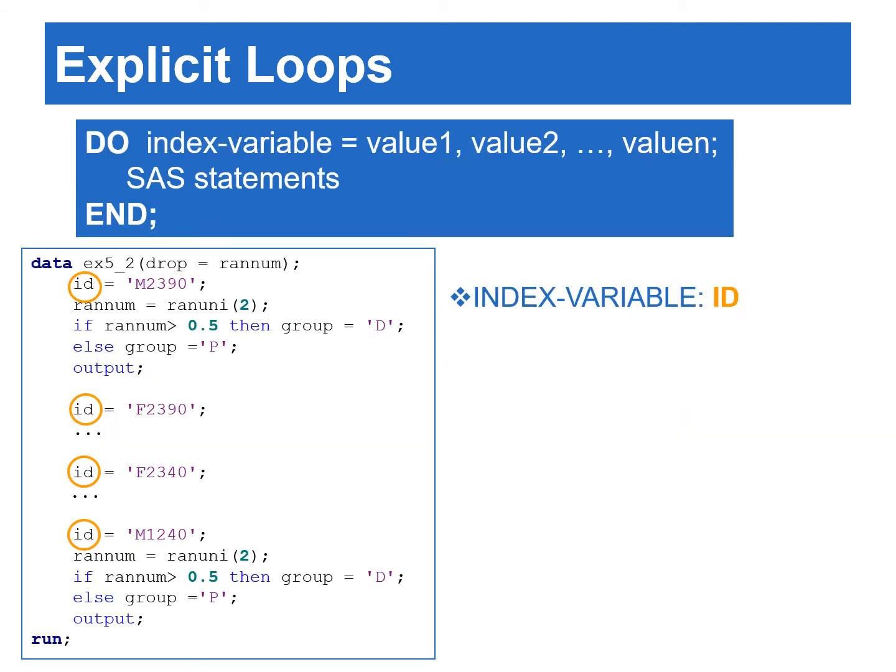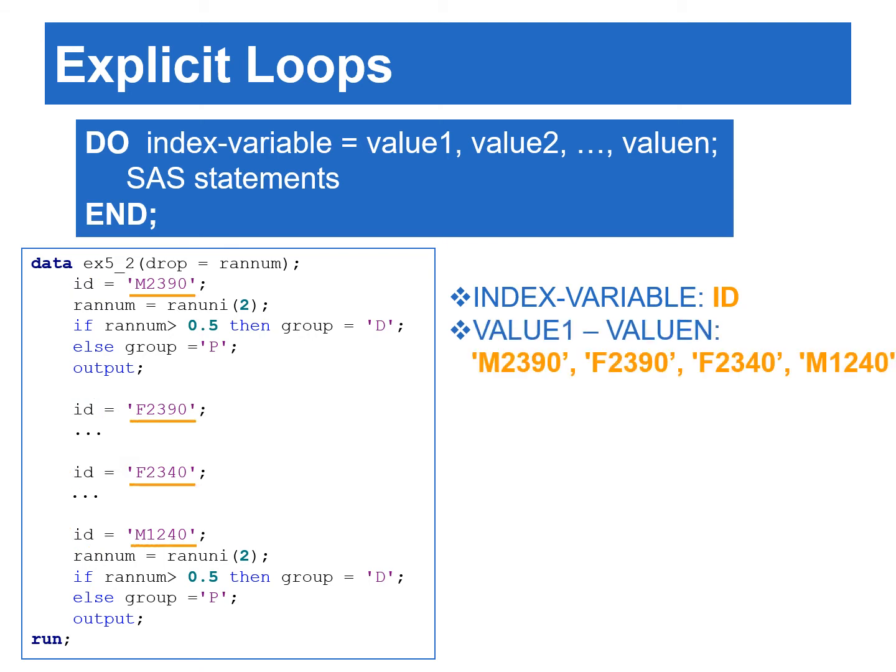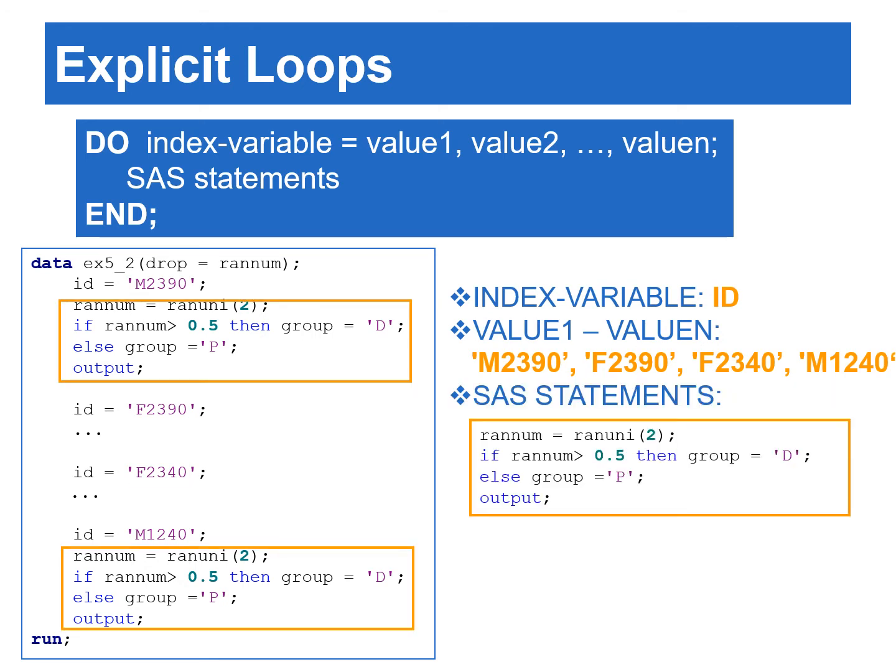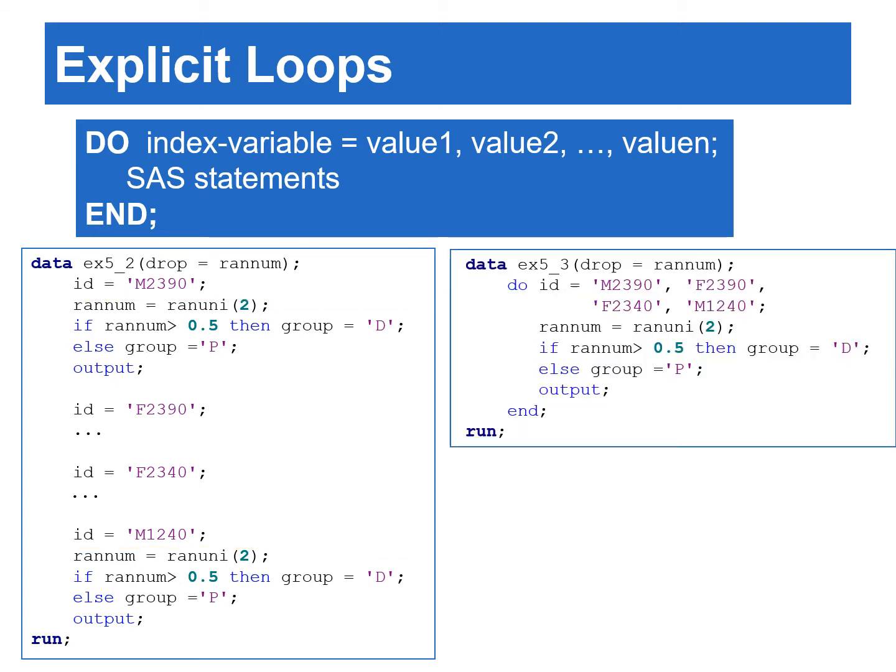Now, we can rewrite the previous program by using an iterative do loop. We will use ID as the index variable. These 4 ID values are the value 1 to value 4 that need to be specified after the equal sign in the do statement. These 4 SAS statements are identical and need to be placed within the loop. The program on the right side utilizes an iterative do loop to simplify the previous program.